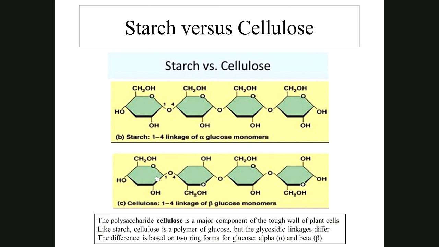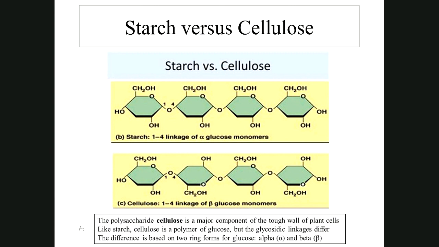So our enzymes will break starch down to glucose for energy, or it can be stored as fat. But cellulose, we can't digest that. We don't have the enzymes for that. So that's going to be the roughage in your diet. When you eat vegetables and stuff, that comes out. You don't digest those.